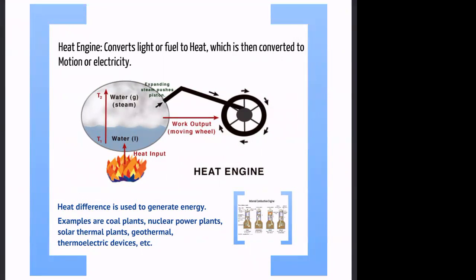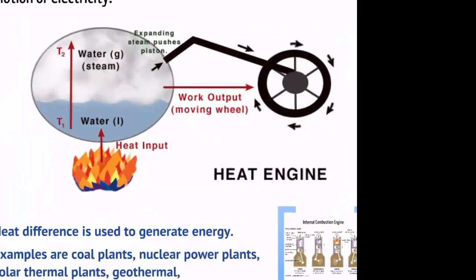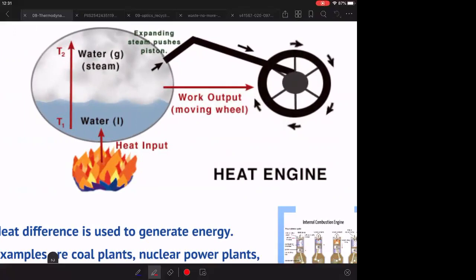A heat engine is a device or a system that converts light or fuel to heat, which is then converted to motion or electricity. So this is kind of like the quintessential form of a heat engine. You have heat input into a system. Exactly how this heat comes in depends upon your technology. So if you have a coal-fired power plant, you will be burning the coal. If you have a nuclear fission plant, this heat comes from a nuclear fission reaction. In the case of solar thermal, of course, you concentrate the sunlight. And that heats the water, which is at a lower temperature T1.